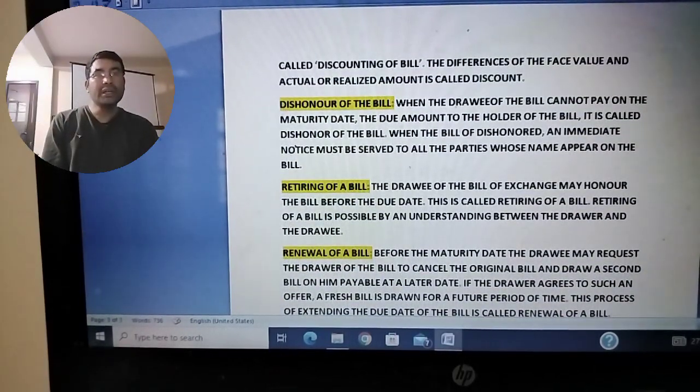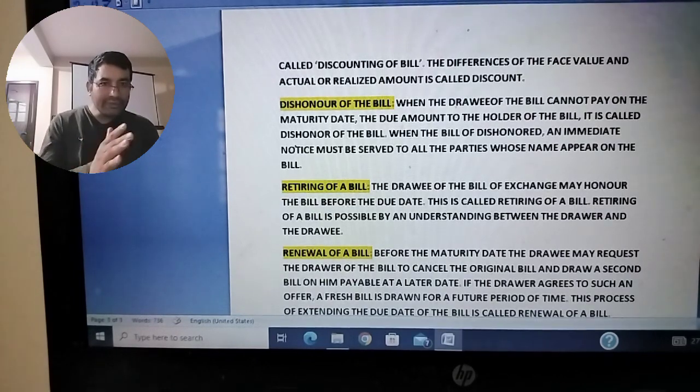And last for today, renewal of the bill. When a bill is dishonored, some action will be taken against the drawee. So if the drawee knows in advance he is not in a position to honor the bill on the due date, instead of waiting for the bill to be dishonored, he may request the drawer to cancel the original bill and draw a fresh bill, allowing him some months or some days to pay the bill. This is what is called renewal of the bill. Renewal of the bill means cancelling the original bill and drawing a fresh bill for a further period.